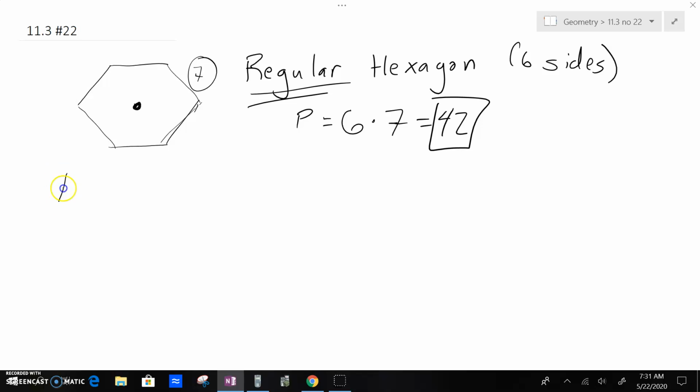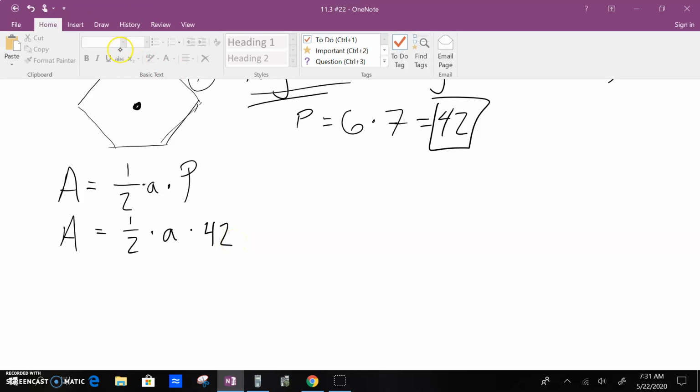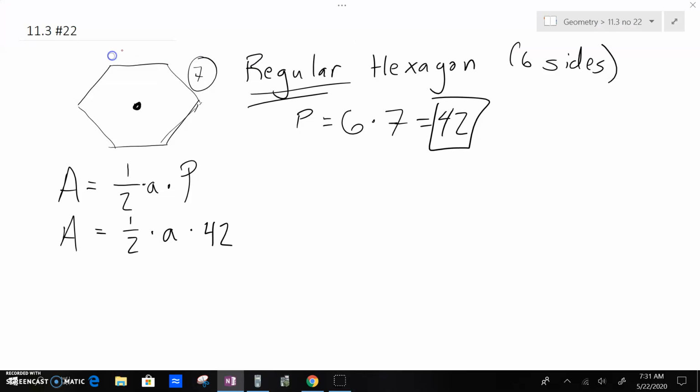For an area of this thing, which is what we're after on this problem, we're asked to find the area. We have to use this formula that got introduced in this section, which is half times A, the apothem, times the perimeter. And the perimeter in this case is 42, so we can fill that in. And then in order to use this formula, what we have to do is come up with the apothem. And it's a tricky concept, so I'll just draw it in.